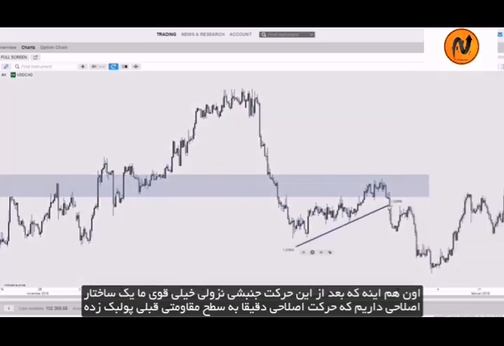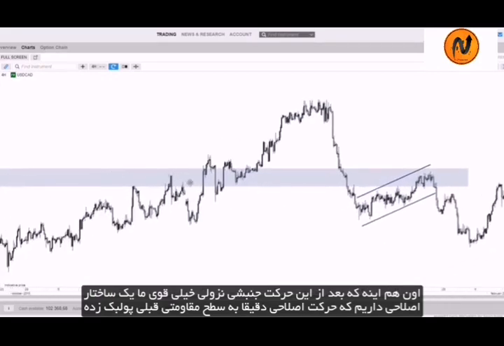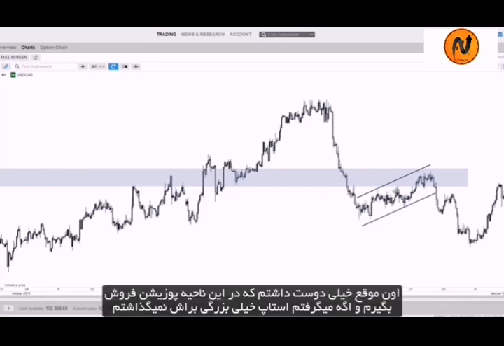It's followed by a corrective structure right back into this long-term resistance zone. Resistance, because it didn't hold as support, thus it should be a role reversal level. It should hold as resistance this time around. And as you can see, exactly this happened.